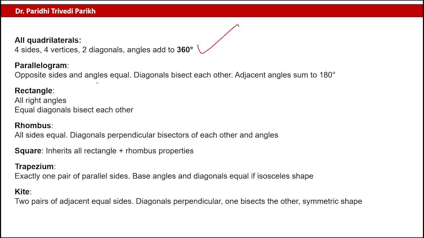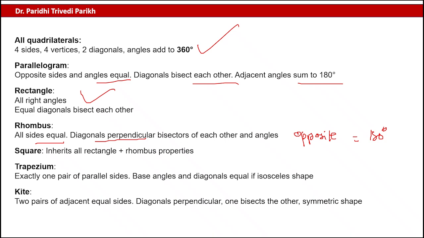When we talk about a parallelogram, opposite sides and angles are equal, diagonals bisect each other, and adjacent angles sum to 180 degrees. Rectangle: all right angles, equal diagonals that bisect each other. Rhombus: all sides equal, diagonals perpendicular and bisecting each other, and opposite angles are equal. Squares inherit all the properties of rectangles and rhombuses.